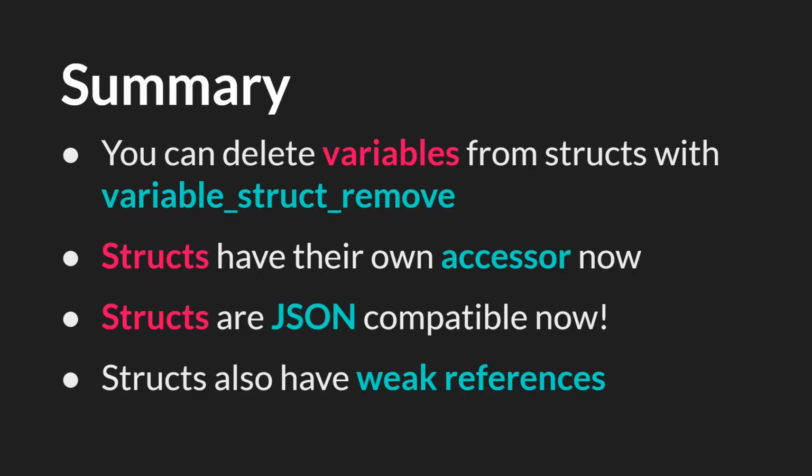In summary, now in 2.31, you can delete variables from struct with variable struct remove. Structs have their own accessor, the dollar sign. Structs are JSON compatible. And structs also now have weak references, which allow you to track whether or not a struct exists without actually forcing it to exist.